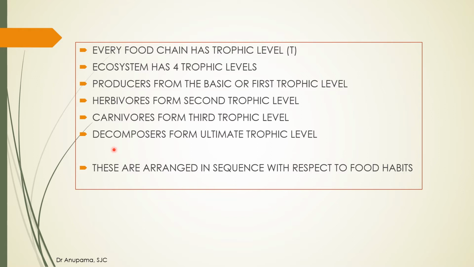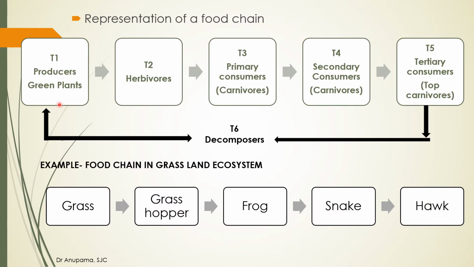All these are arranged in sequence with respect to their food habits. That is what we'll be seeing. And here is a representation of the food chains. So this is T1, which is nothing but the producers, all the green plants. Next T2, that is trophic level 2, is the herbivores. T3, which is the primary consumers, the carnivores.